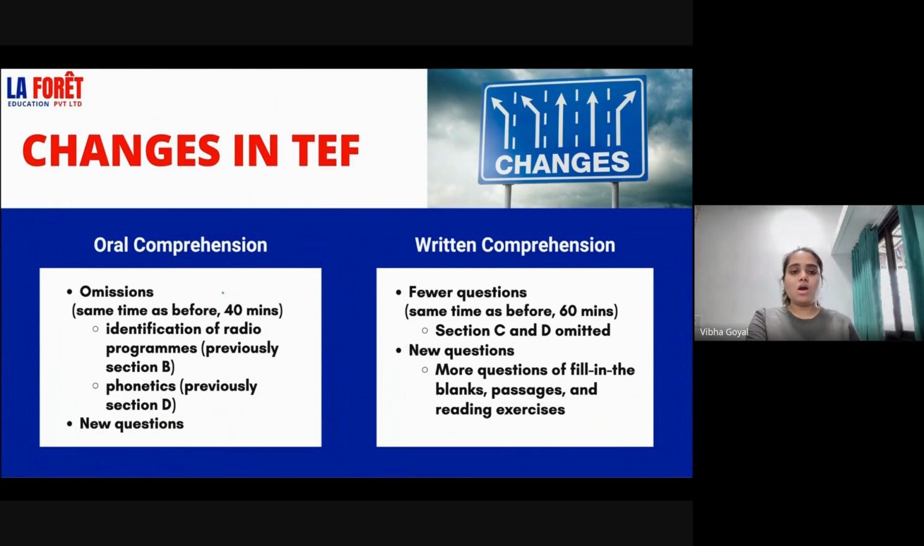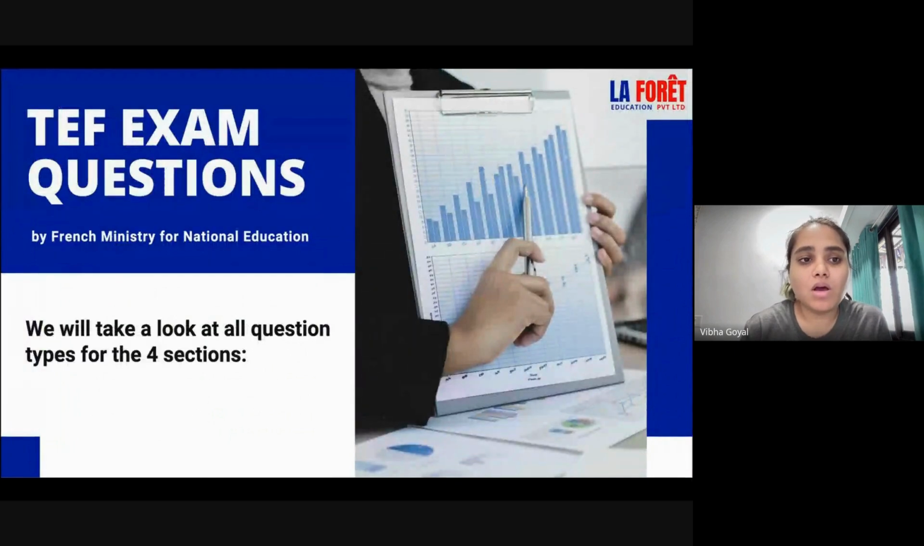But for now, we see that in the oral comprehension, which is the listening part, the time is the same, but section B and D have been omitted, and there are some new questions in place. Similarly, in the reading part, section C and D are omitted, and new questions are there. So we'll see what the new changes are.